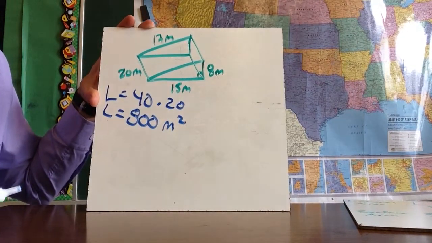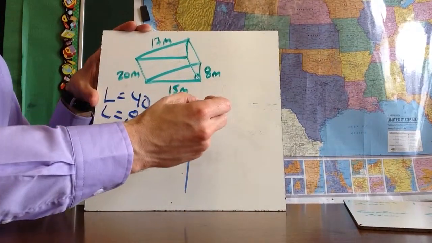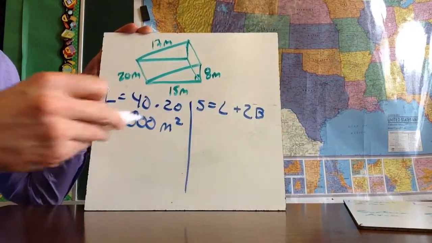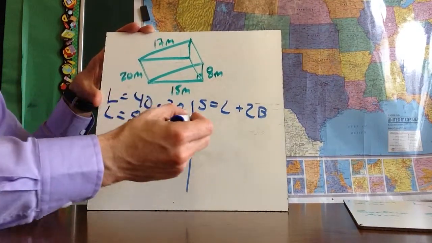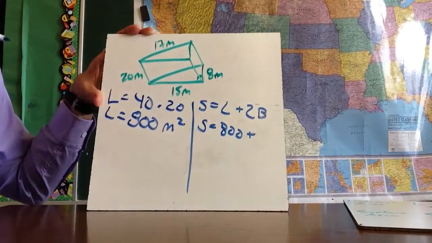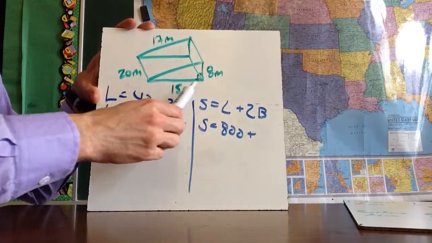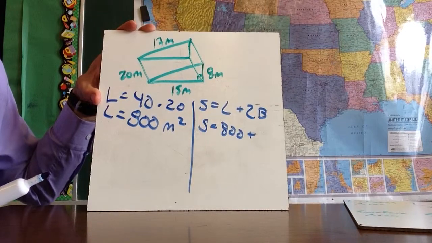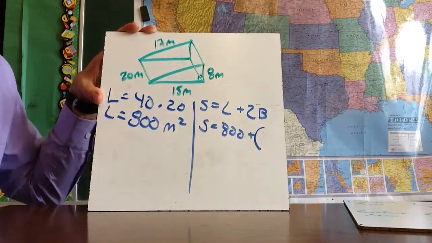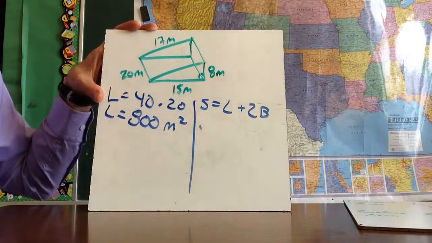square meters. Now, if I know the lateral area, I want to find the surface area. I know surface area is going to be lateral area plus 2 times the area of the base. I already know what the lateral area is because I just solved that part. Now, to find the area of the triangle, remember the triangle is my base. So it's going to be 1/2 base times height. I got to write this much smaller because I got to fit a lot in here.